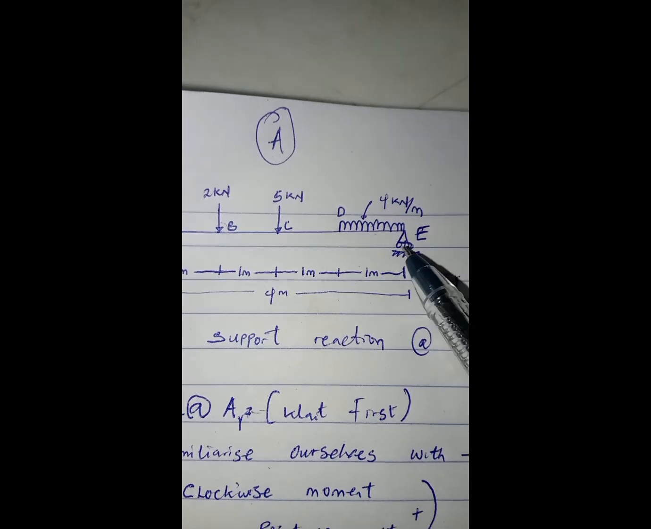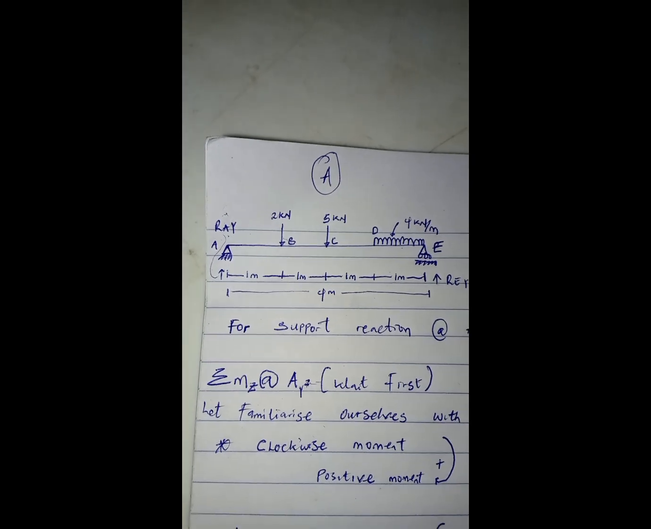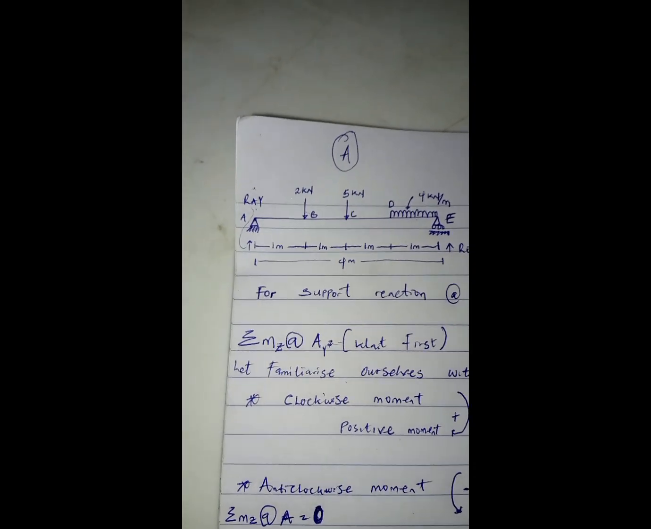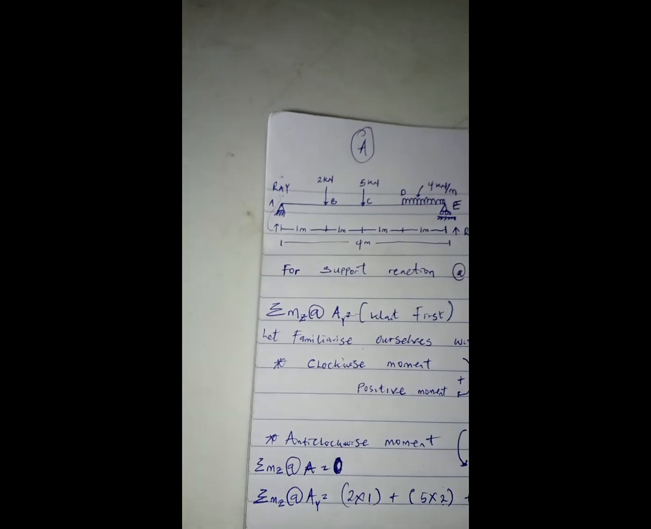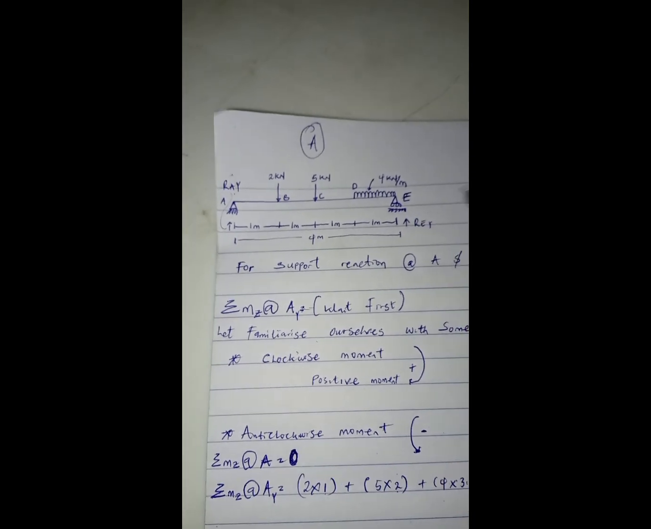Why? Because point E is a roller support. It tends to rotate. When you apply a horizontal force to it, it will rotate. So there is no reaction that wants to counteract the rotation. So there will be no reaction at point E.